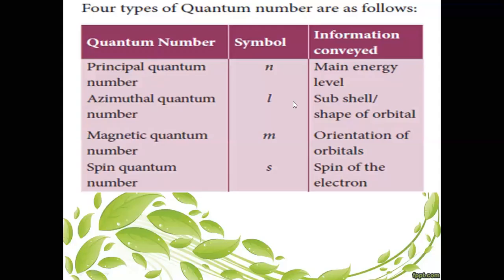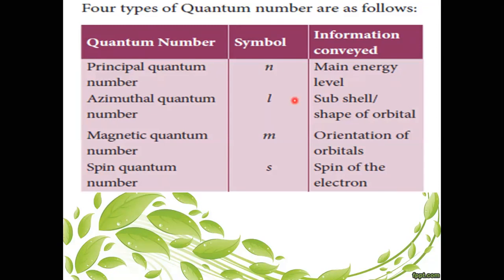There are four types of quantum numbers. The first is the principal quantum number, second the azimuthal quantum number, third the magnetic quantum number, and fourth the spin quantum number. Their symbols are: principal quantum number n, azimuthal quantum number l, magnetic quantum number m, and spin quantum number s. Just as we call the shells K, L, M, N, the quantum numbers are symbolized as n, l, m, s.